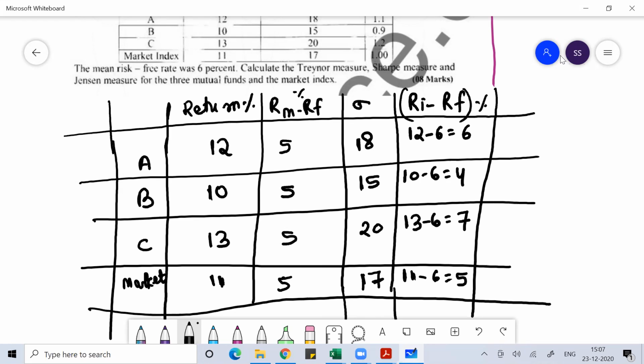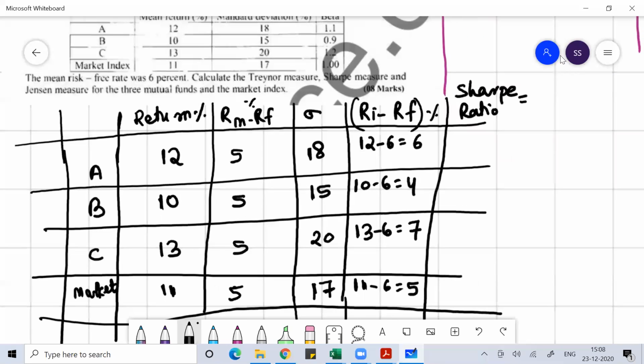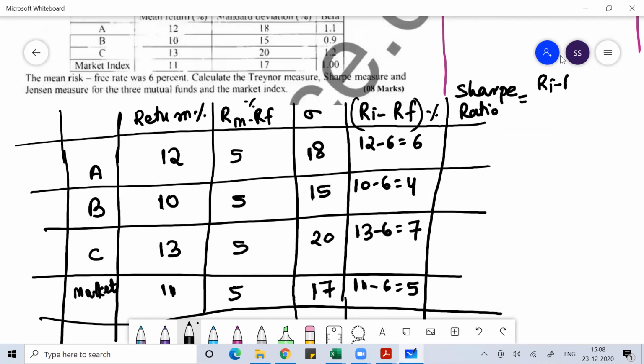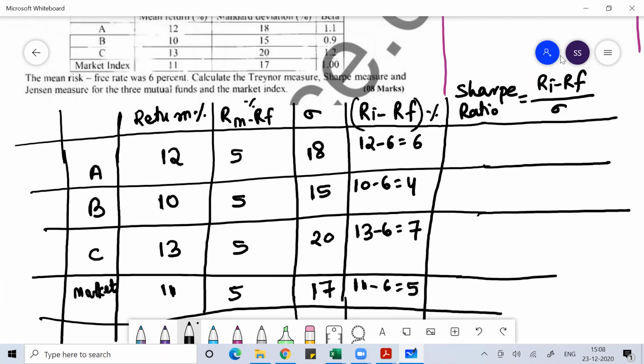Now you got this value. After that, what? Once you got this value, now what is the Sharpe ratio? The Sharpe ratio formula is R minus RF divided by standard deviation. That is your Sharpe ratio. So this is Ri minus RF, that is 6 divided by 18. That is 1 by 3, which means 0.3333.